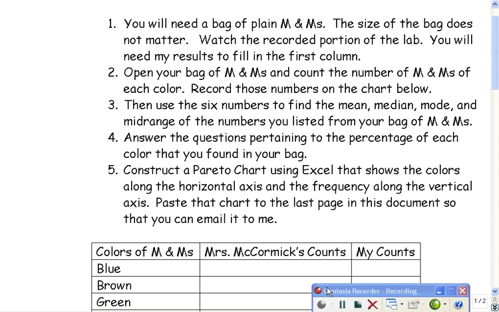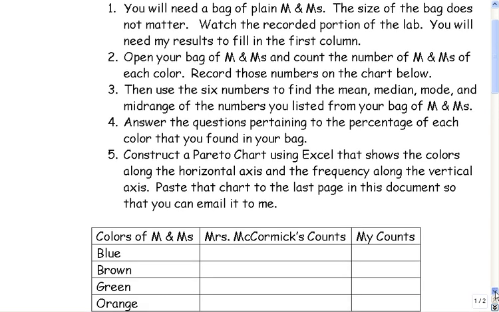Let's take a look at the lab on measures of central tendency. As stated on the sheet, you will need a bag of plain M&Ms. The size of the bag does not matter in this particular case, and this is the recorded portion of that particular lab. Now I have opened my bag of M&Ms and I'm going to begin by recording the number of each color that I have in the bag.